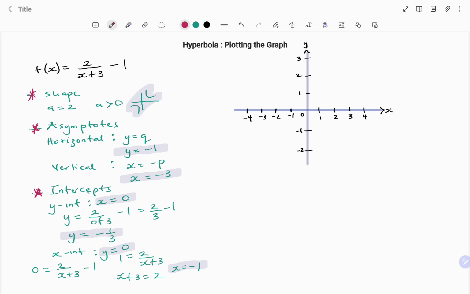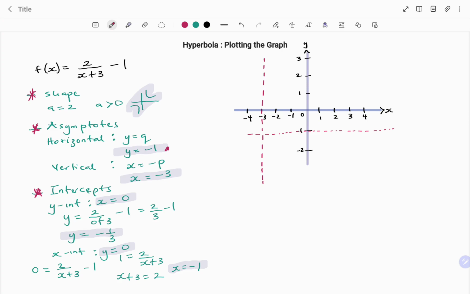The next step is to plot my asymptotes. The first one, I have my horizontal asymptote, y equals minus 1. So drawing that, I have y equals minus 1 here. Then I have my vertical asymptote, x equals minus 3. I have that as shown, x equals minus 3. It's supposed to be a dotted line. I'm going to correct that.